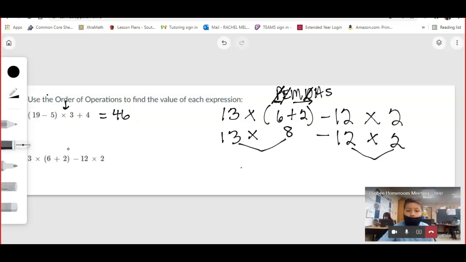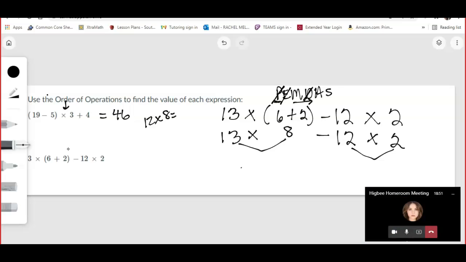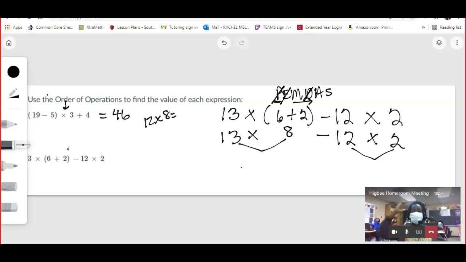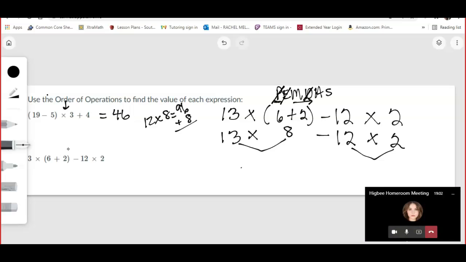Okay? So, what's 12 times 8? 96. But we want 13 times 8, so add an 8. 104, very good. So this is 104. Now what's 12 times 2? 24. So what have I not used yet? Subtraction. Subtraction symbol, very good. So what's 104 minus 24?